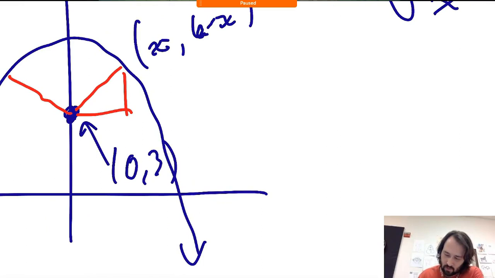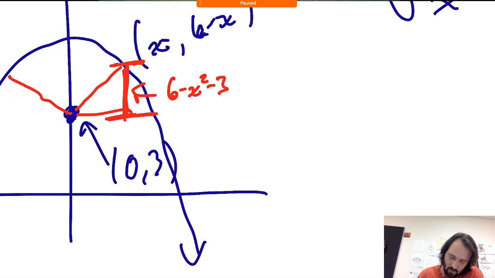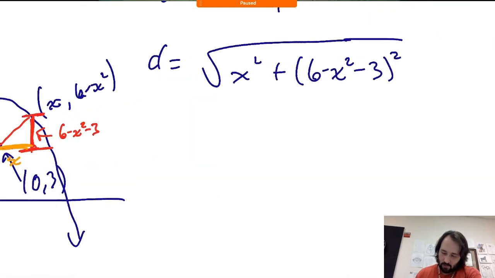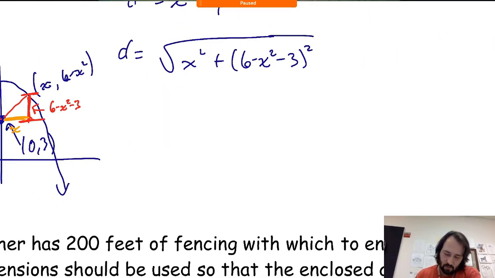You guys okay with what I mean here? Yeah, no, what are you talking about? This distance, this length, is whatever this point is minus 3. And then the x distance, the distance right here, is just x, because it's just how many units it is away from the y-axis. Okay, so now that we have this, we can minimize this distance by taking my derivative and setting equal to 0.